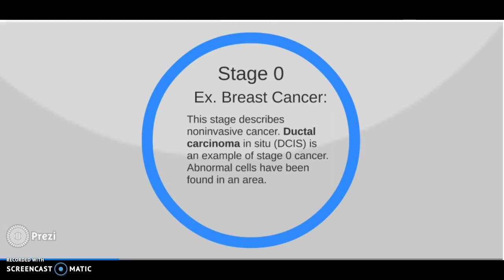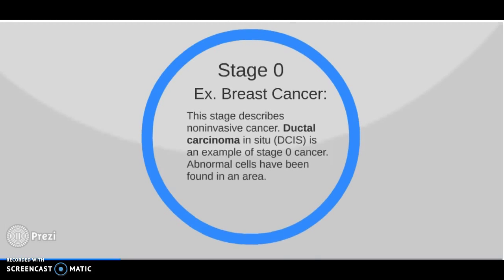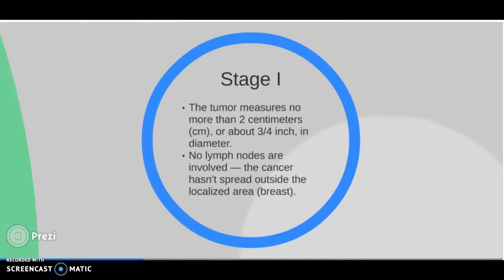So if it were breast cancer, it would be ductal carcinoma, which basically just means that there are abnormal cells which have been found in an area that a doctor wants to keep an eye on so that it does not progress. Stage 1, the tumor measures no more than 2 centimeters or about 3/4 of an inch in diameter. And it has not spread to any lymph nodes, and the cancer has not spread outside the localized area. So when it talks about stage 1, it could be either or both of these things.